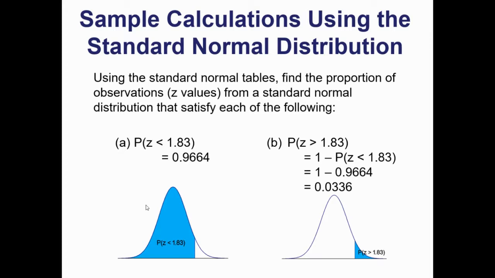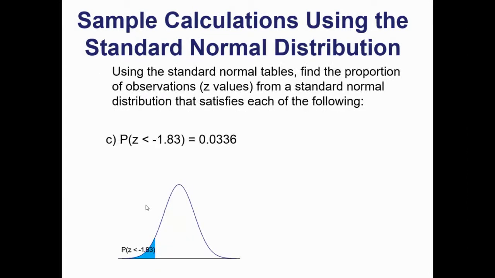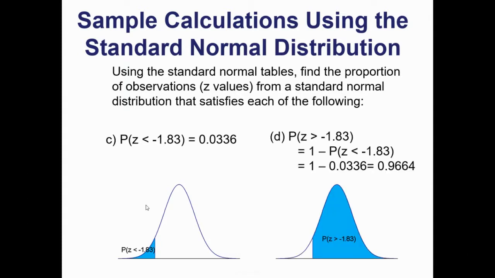What did we notice for C? What was C equal to? 0.0336. I feel like I've seen that number before. Okay. What about D? What did y'all get? 0.9664. Again, I feel like I've seen that one.